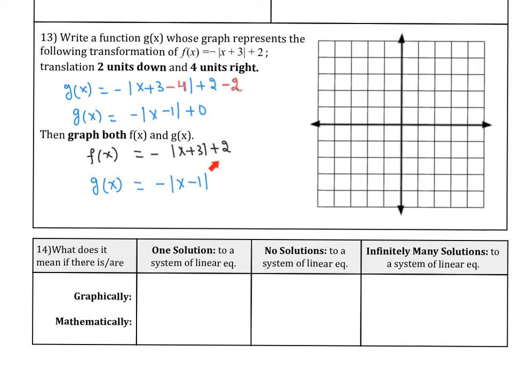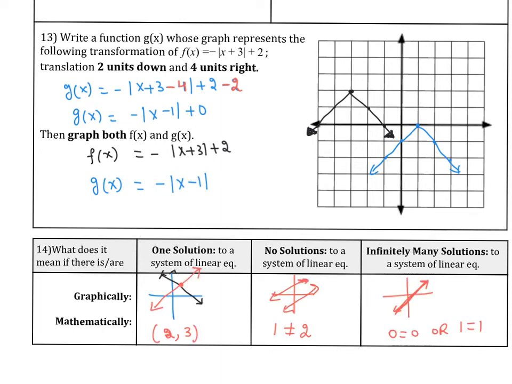Now you're going to graph the f(x) function, which is the original function, and graph the g(x) function on the graph given here. So the graph of f(x) is going to be 3 units left, so 1, 2, 3 units left, 2 units up, and since it's a negative, it means it's going to be a reflected graph, so you're going to make the graph upside down, opens down. Similarly for g(x), this negative means it's going to open down, and this negative 1 means that you're going to move the graph 1 unit to the right.